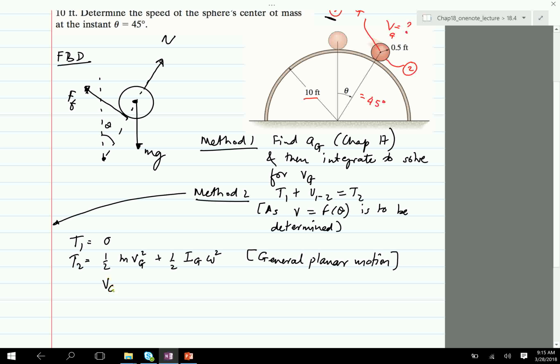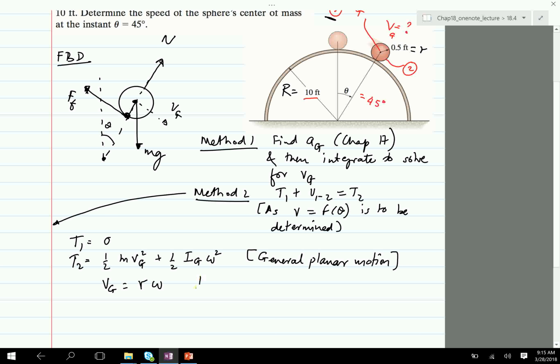Okay, we do know, however, that vG is, let's call this capital R, and the radius of the sphere small r. So vG is small r omega, since the contact point is not slipping, the velocity is simply omega times the radius. This is the radius.